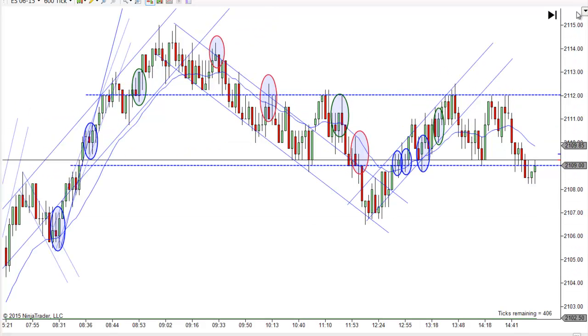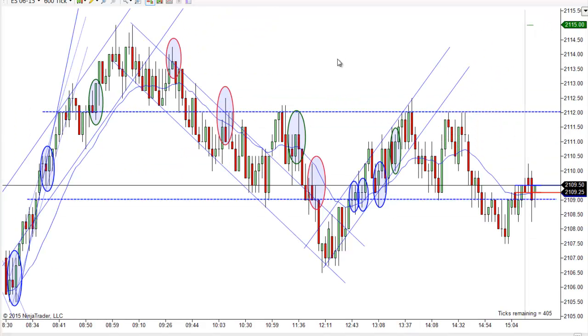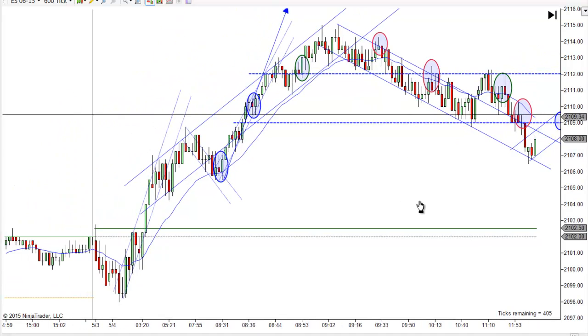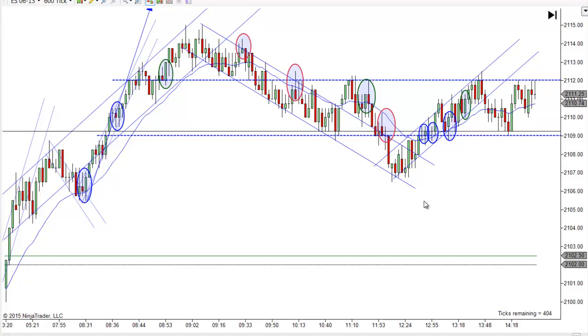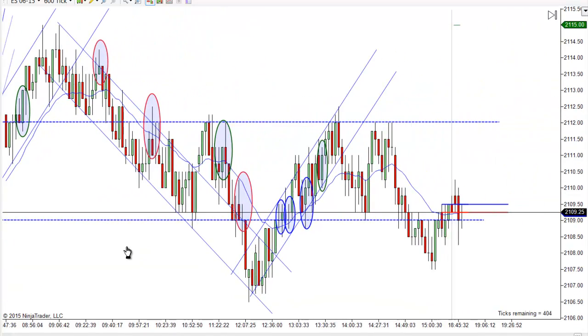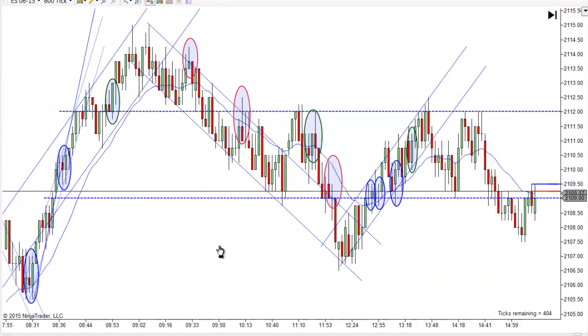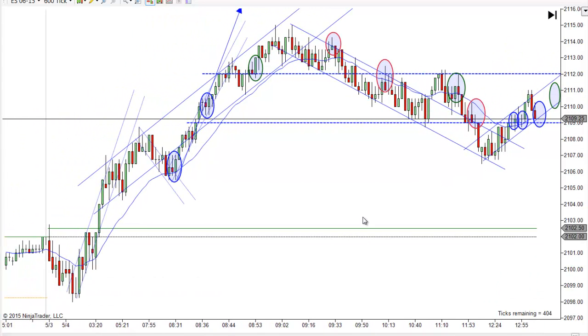Not a very interesting day really at all, other than the fact that we're trying to figure out what chart we ought to be trading, and I don't know if I like this chart or not. I'll just be straight up with you. But that's what I saw today based on what we've got.